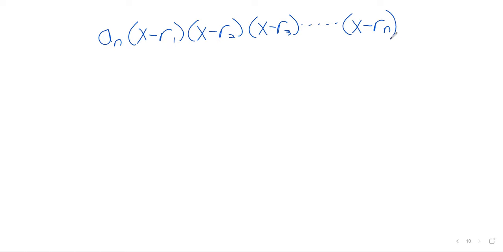But it could be that when we factor this thing, some of these r's are repeated. And when we factor our characteristic polynomial, we get something that looks like this. And now we are no longer golden because we do not have n distinct roots. And the question we are now going to address is, how do we deal with the fact that we have this repeated factor?